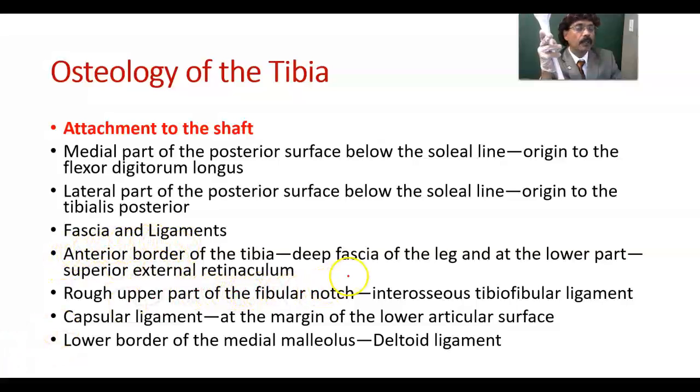We have fascia and ligament. Anterior border of the tibia, attachment to the deep fascia of the leg. At the lower part, superior extensor retinaculum. Rough upper part of the fibular notch, we have interosseous tibiofibular ligament. Capsular ligament at the margin of the lower articular surface, we get the capsular ligament. Lower border of the medial malleolus will be the attachment for the deltoid ligament here. Okay, we got that. Now let's go to the next slide.